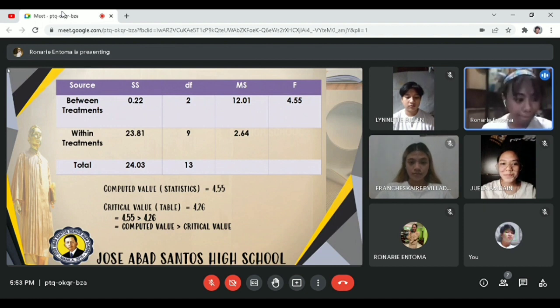Therefore, if the computed statistic value, which is 4.55, is bigger than the critical value, which is 4.26, shown in the table, we will reject the null hypothesis. Then we can conclude that there is sufficient evidence to support our alternative hypothesis. Based on our findings, the use of spoiled milk and mold yeast as a natural biofertilizer has a result to make our sweet basil plant grow taller than using the natural growth process.